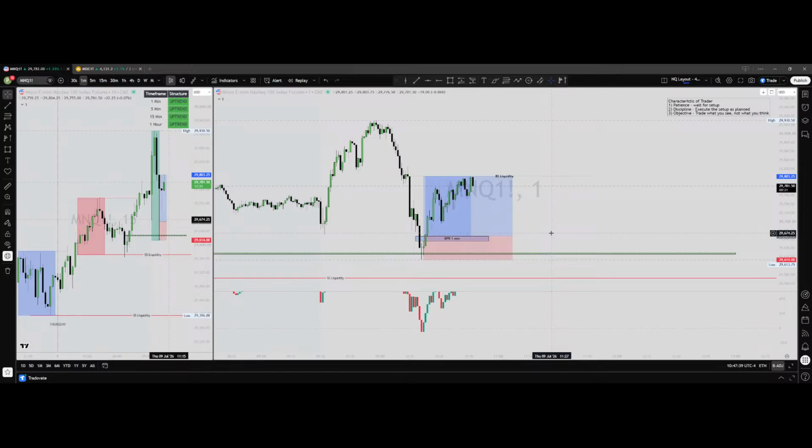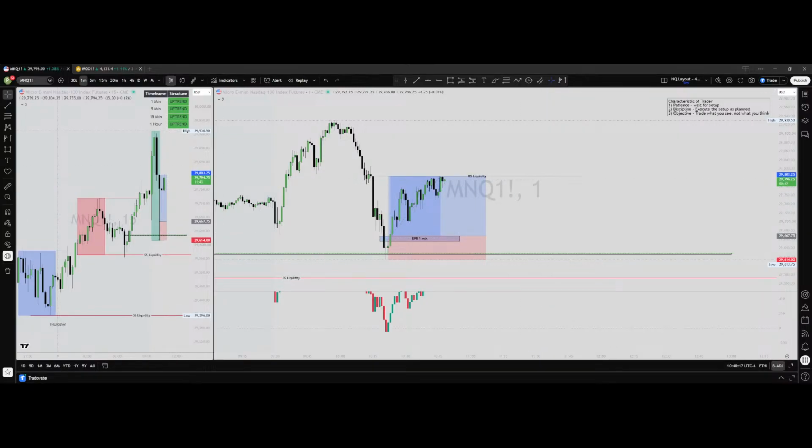Part of discipline is being conservative. Now this TP was hit. We did not get any entry.